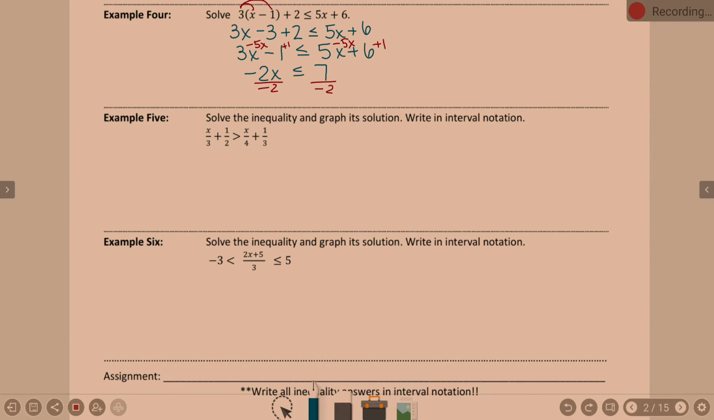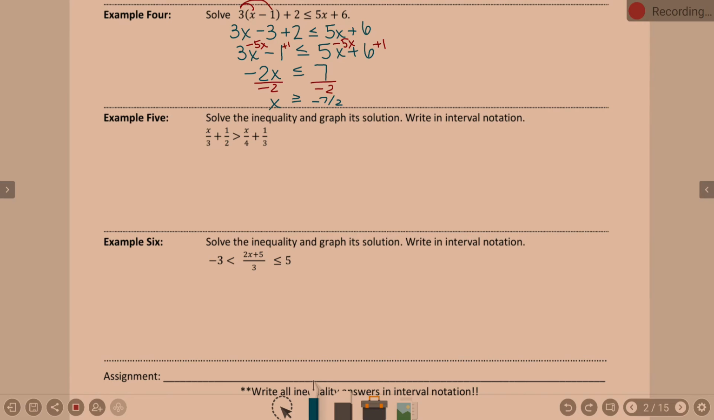When I divide negative 2x by negative 2, it's x. When I divide 7 by negative 2, negative 7 halves. Because I divided both sides by a negative, what does that tell me I have to do? Reverse the inequality sign. So my less than or equal to becomes greater than or equal to.